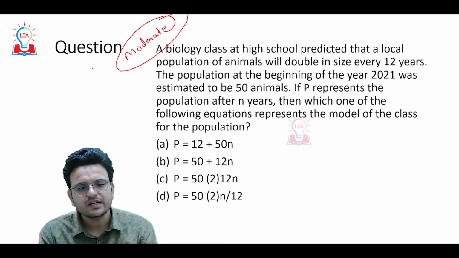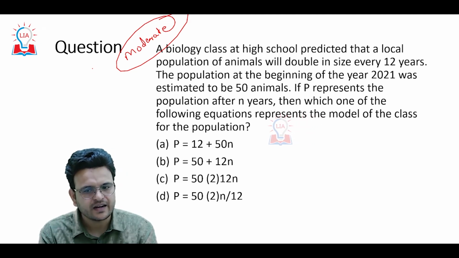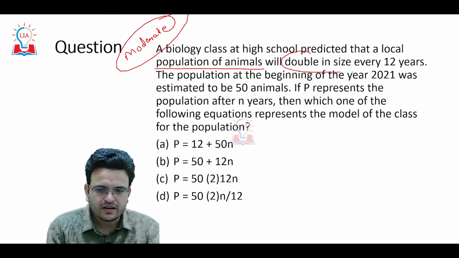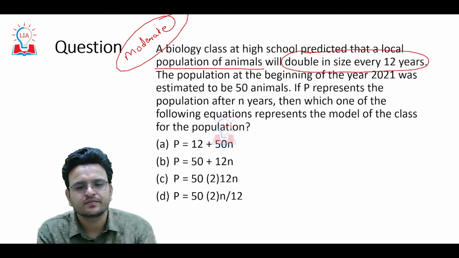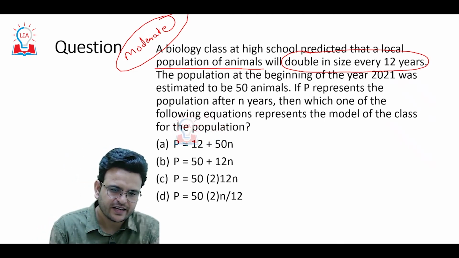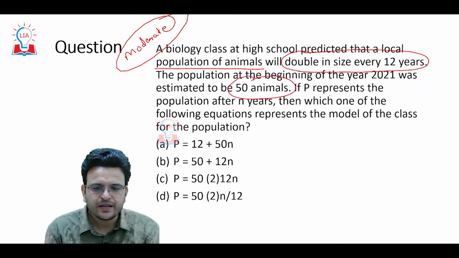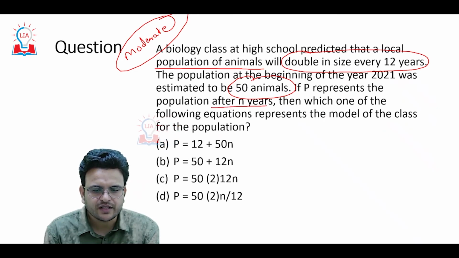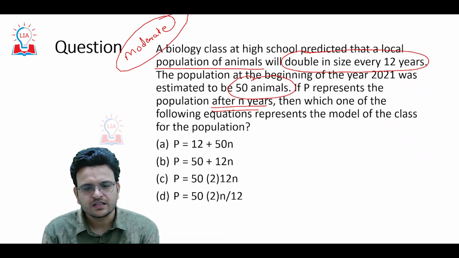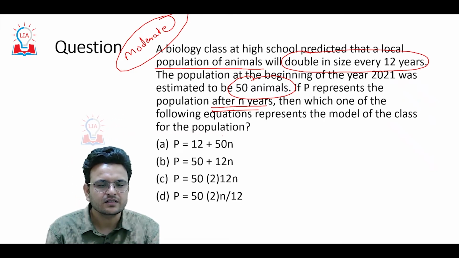A biology class at high school predicted that a local population of animals will double every 12 years. The population at the beginning of the year was 50 animals. P represents the population after n years. Then which one of the following equations represents the model of the class population?